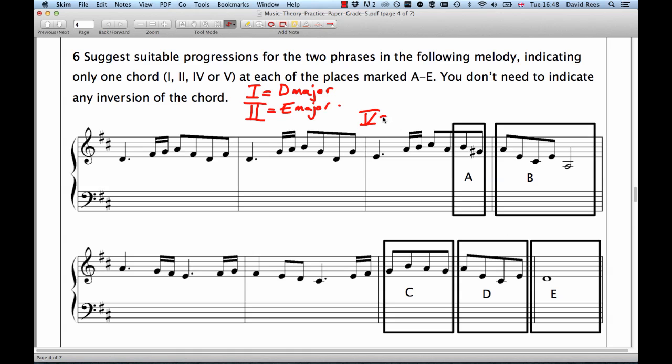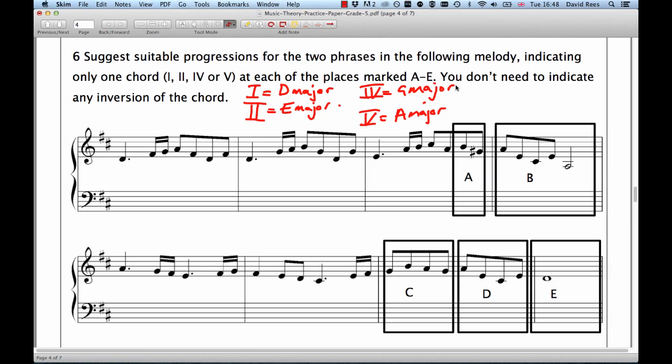Chord 5 is going to be A major. And we might find E major being used to strengthen a harmonic progression towards chord 5, A major. So we will see what we might find. And the other possibility is chord 4. And chord 4 in this case is G major.